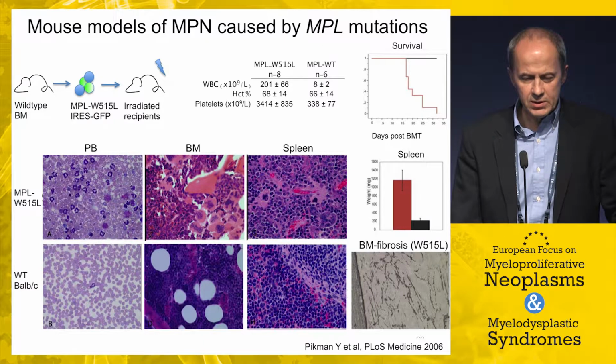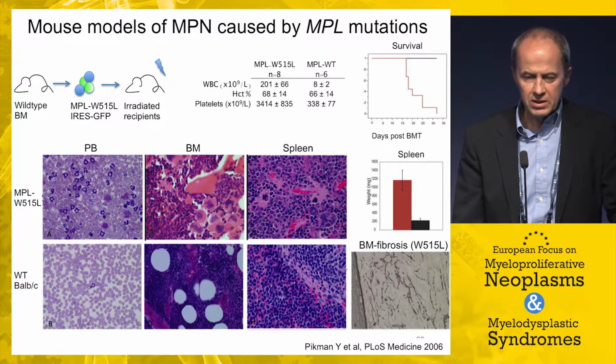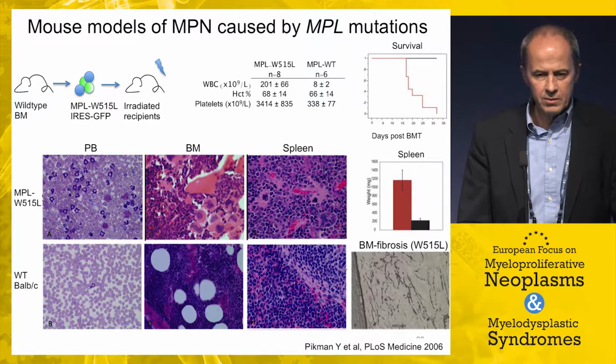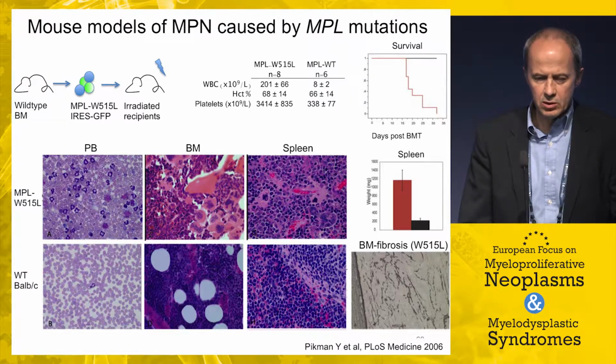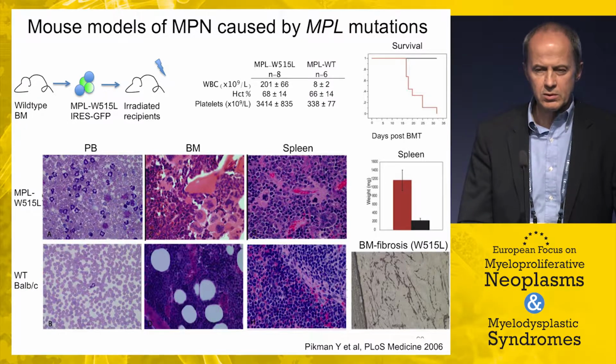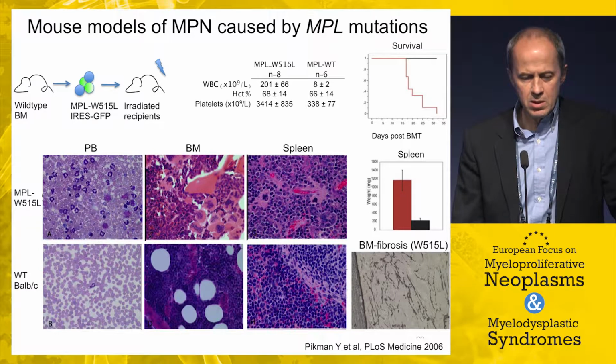So here are the models for the second driver gene, MPL, the thrombopoietin receptor. So far, the models have been using retroviral transduction, and these models do not completely faithfully reconstruct the disease we see in patients, because when you introduce the mutant MPL using a retrovirus, you actually do not get an ET phenotype. You get very high white blood cells. You also get an increased hematocrit, and of course you get very high platelets.